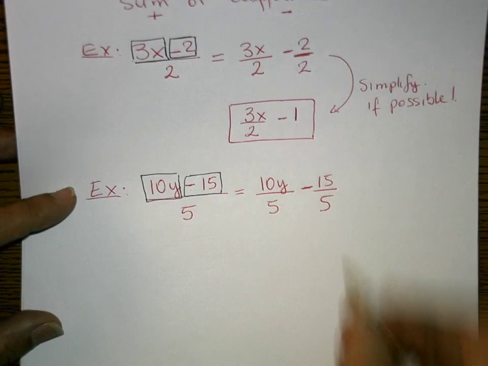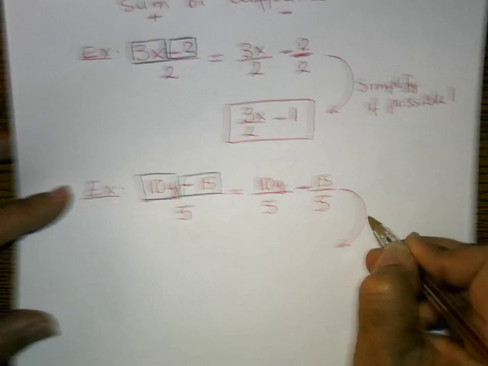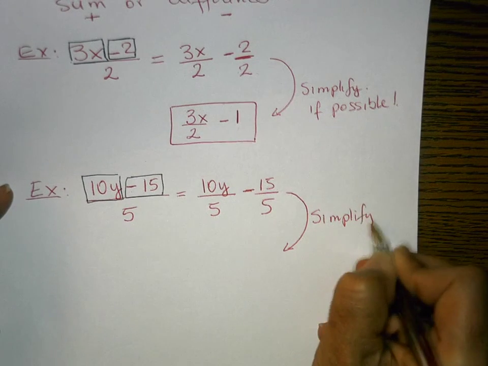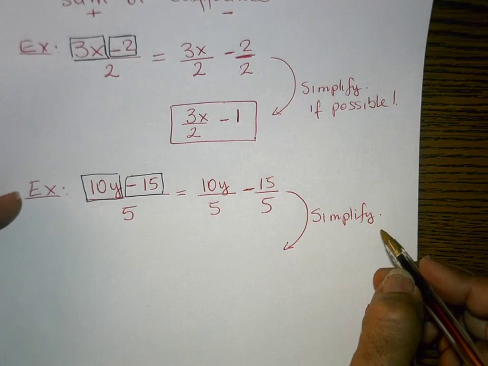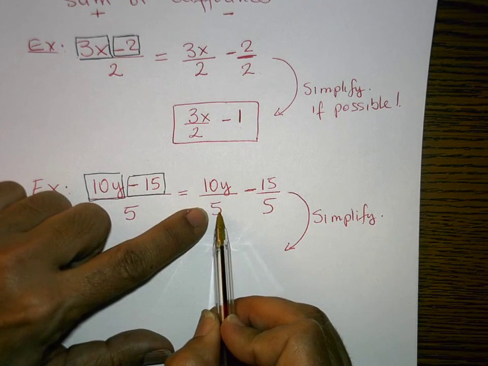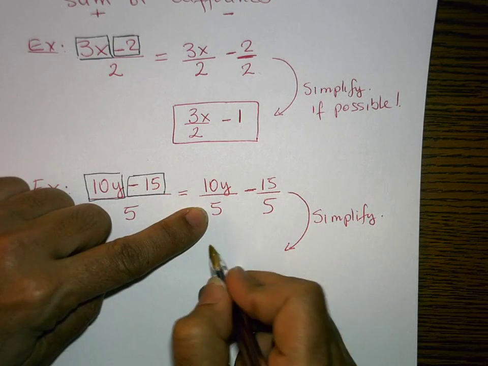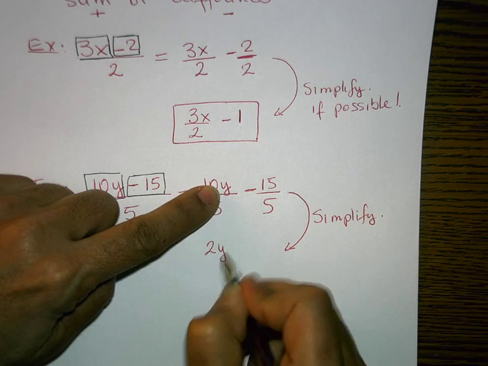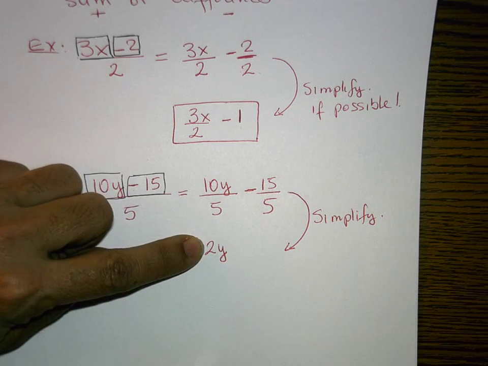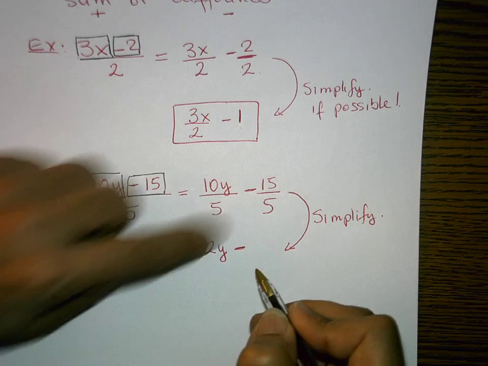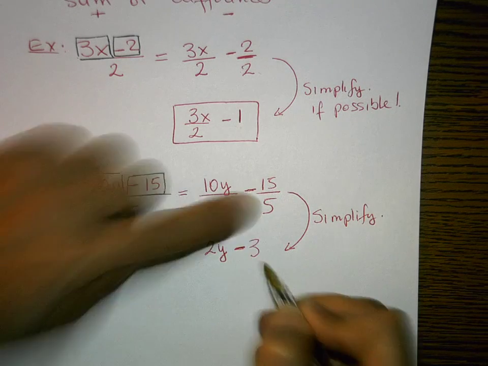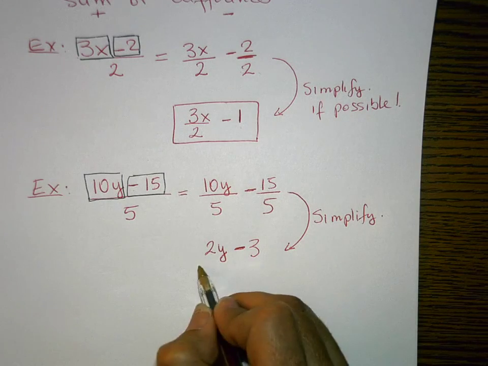And now from here to here, my last step is to simplify if I can. If I can simplify both, I will. Okay? All right. A 10 divided by a 5 is a 2. So I get a 2, and the y still stays there. Okay? 10 divided by 5 is 2. Minus a 15 divided by 5 is a 3. And there we go. We completely simplified it.